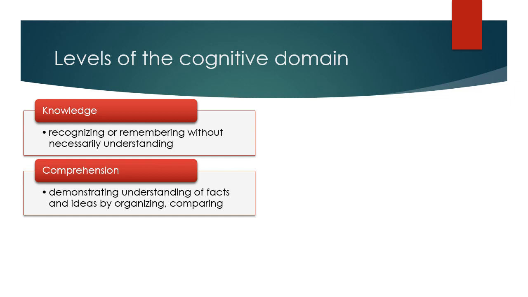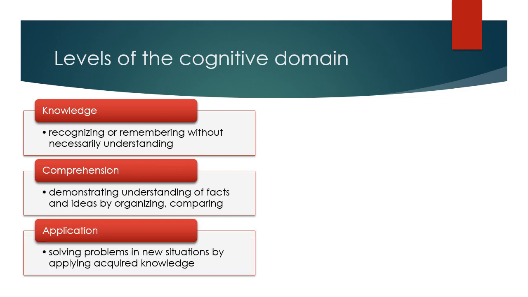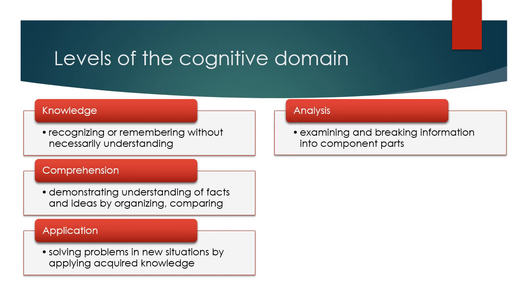This is the second level. This is comprehension. The third level is application, solving problems in new situations by applying acquired knowledge. I show you how a formula is derived and then I write down a word problem and I ask you to apply that formula. This is application.